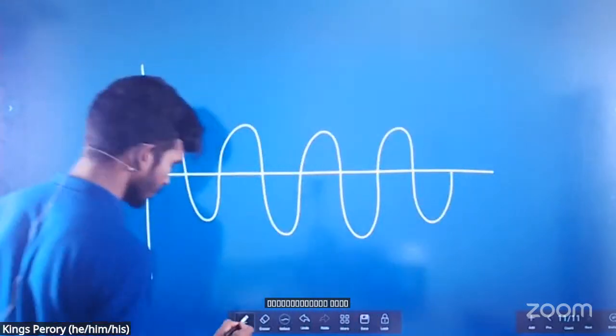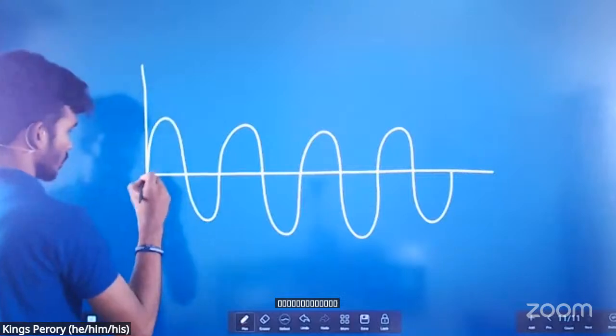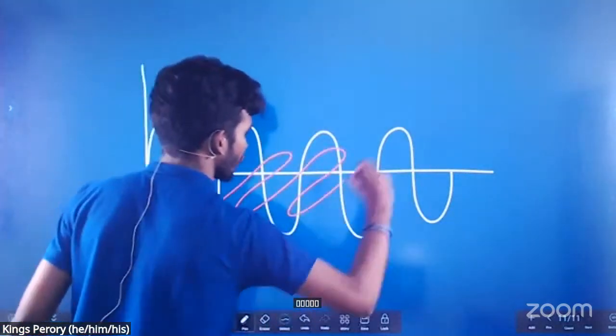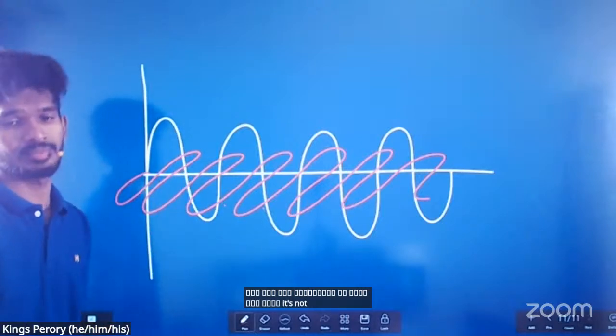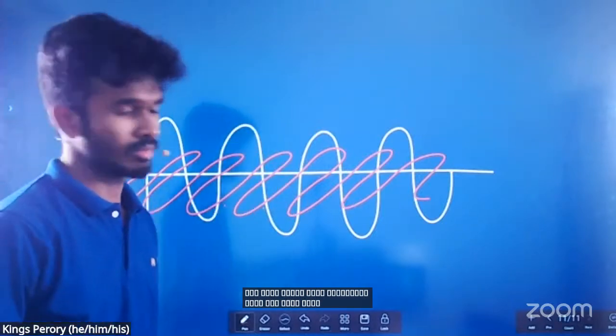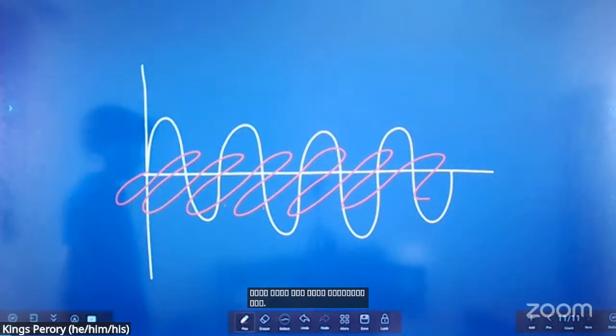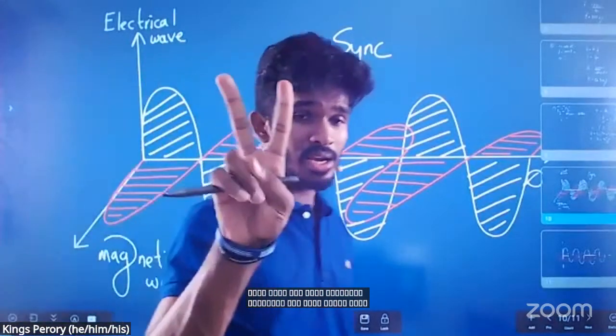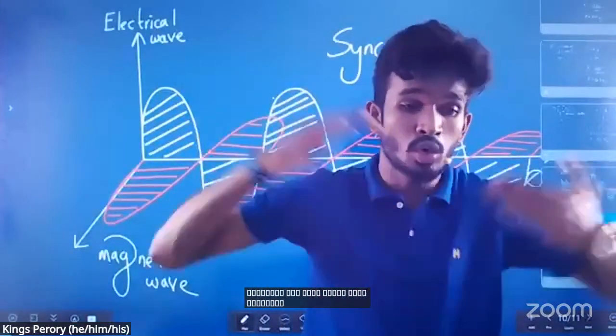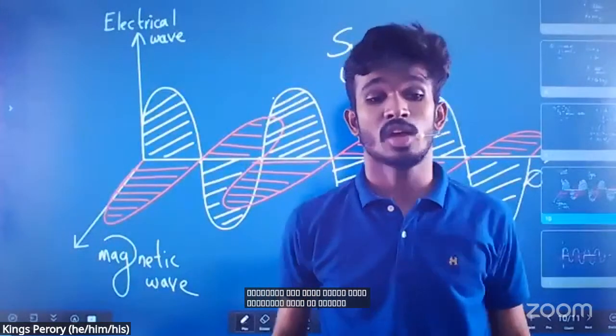Electrical wave on, that is the magnetic wave. If I draw it like this, it is not syncing. It's not properly syncing. See, this is not syncing. Here, syncing. So it's dual synchronized, two things are synchronized together.